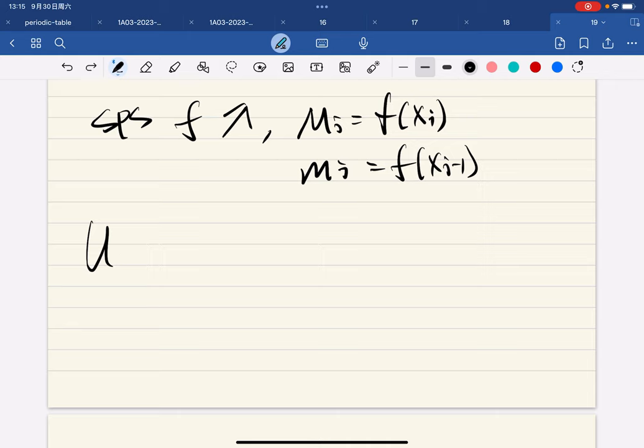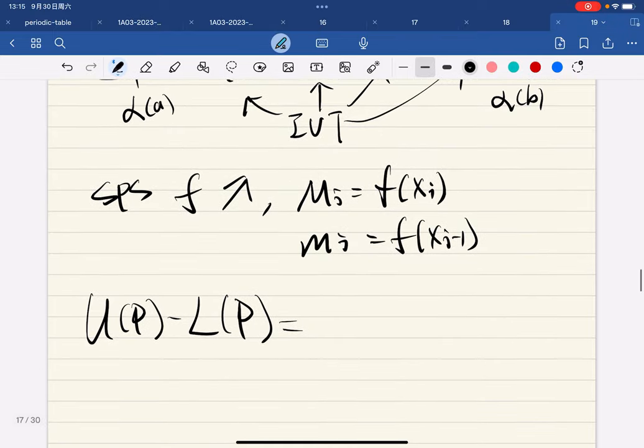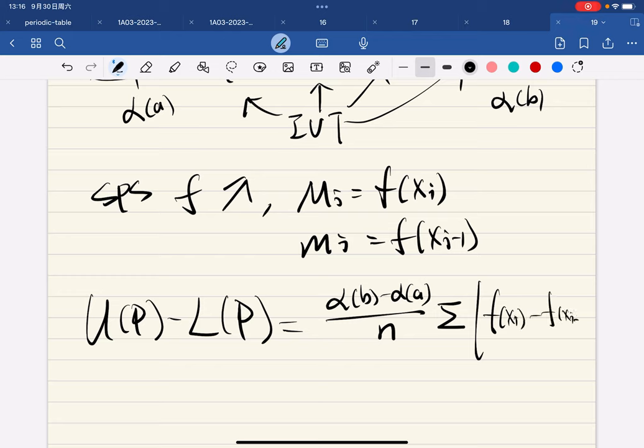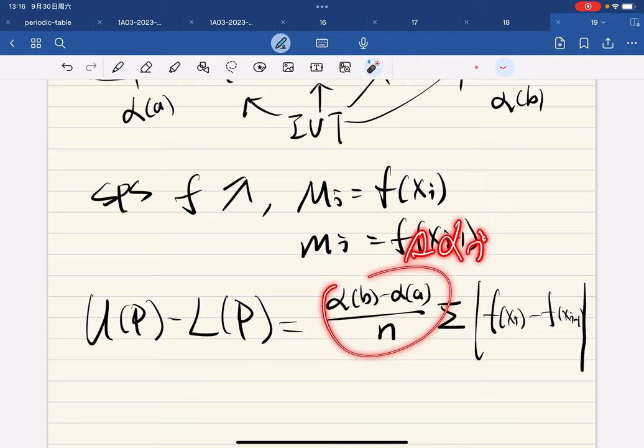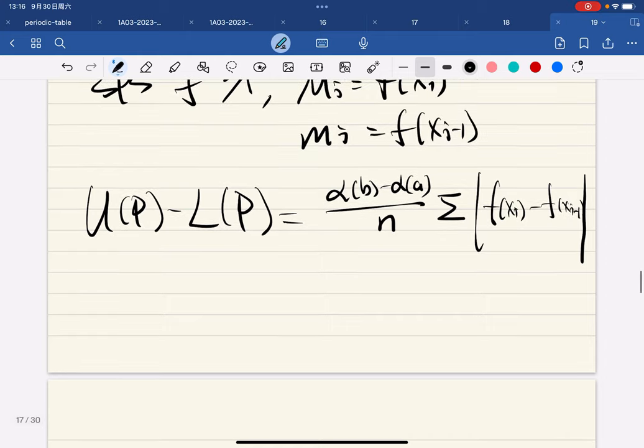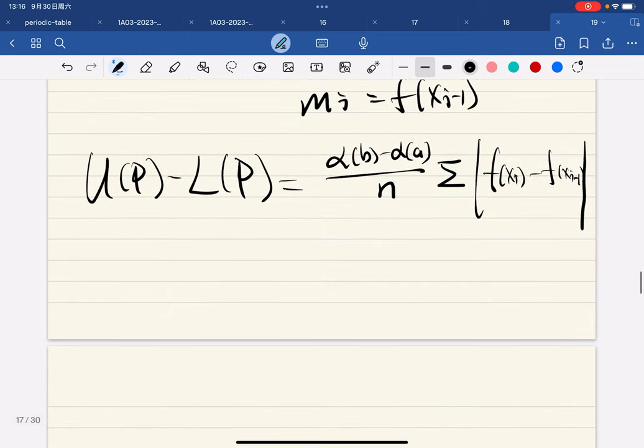So we take the sum, which is going to be equal to their length, right? (alpha(b) minus alpha(a)) over n, times f(x_i). This was our delta alpha_i, but this holds for any n, for some partition, right? Then this is equal to, as a telescoping series again.